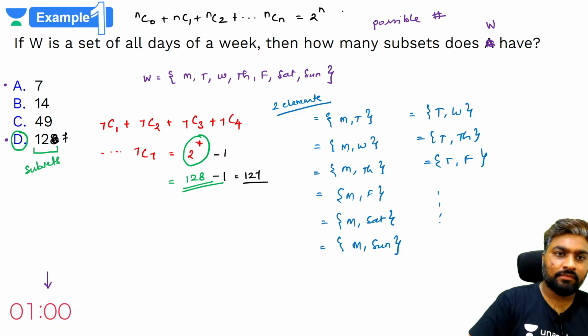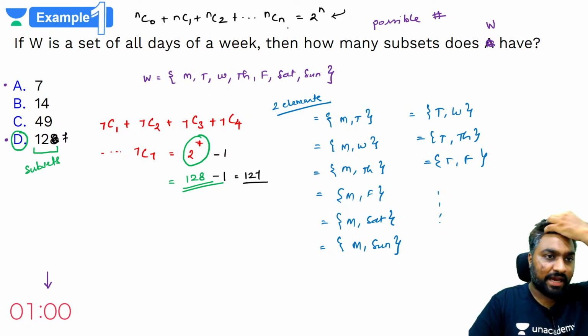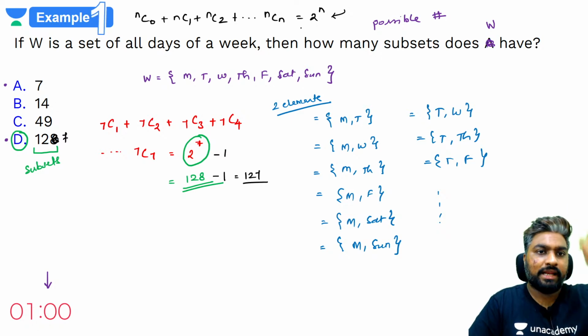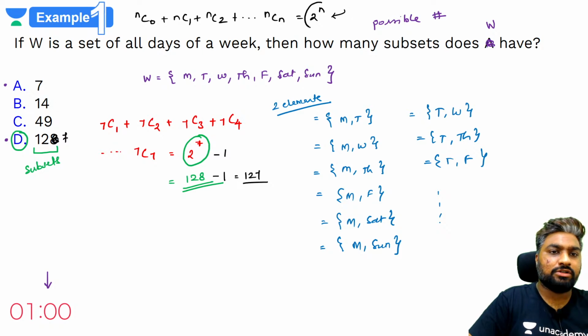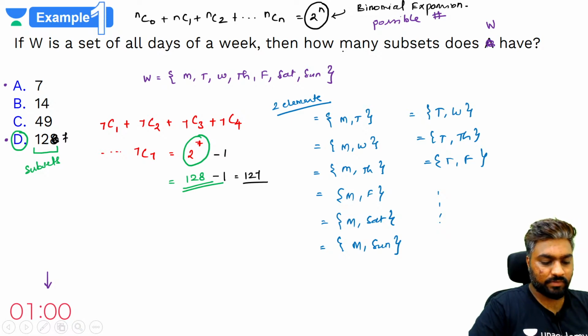Clear? Janvi, for this you'll have to see permutation and combination. Under combinations we have learned this. Why is it 2 power n? It has something to do with the binomial expression. Go check that out. Done?